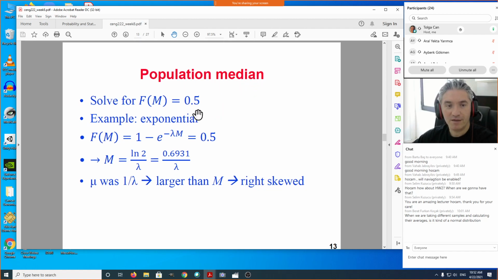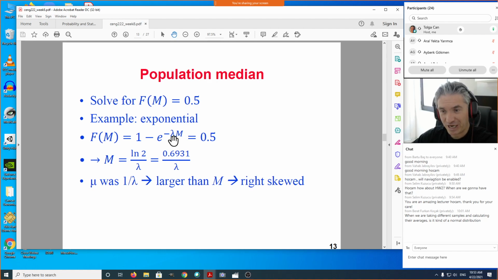For population median, we solve for the CDF function, cumulative distribution function. We set it to 0.5, and we try to figure out what this m is. Let's try to do it for exponential distribution for some generic lambda. The lambda is the only parameter for an exponential distribution, right? So if you look at the CDF function of exponential, it's 1 minus e to the minus lambda x. So F(x) is equal to 1 minus e to the minus lambda x. So we are looking for a particular x in which this is equal to 0.5. So which value of x gives me a CDF of 0.5?